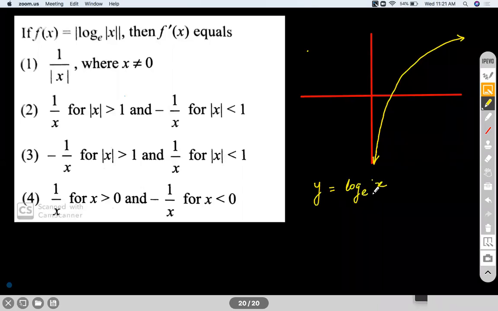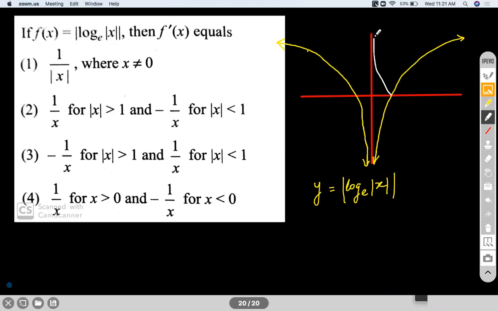If you take a mod on x, what will happen? The graph just gets mirror imaged about the y-axis. Correct. If you take a mod on everything, what will happen? The part downward comes up, like this. So you're retaining the what? No, I'm not retaining the downward part, I'll remove it.